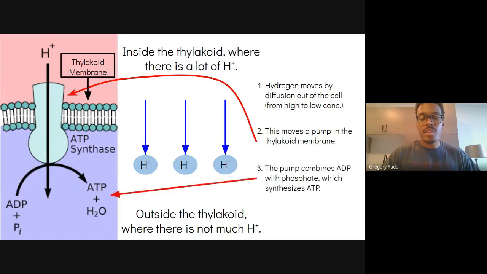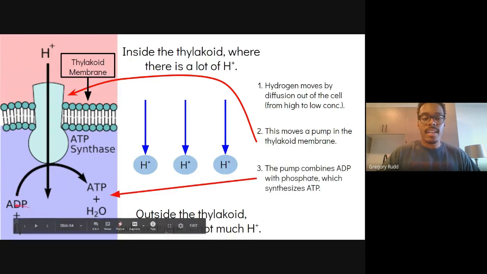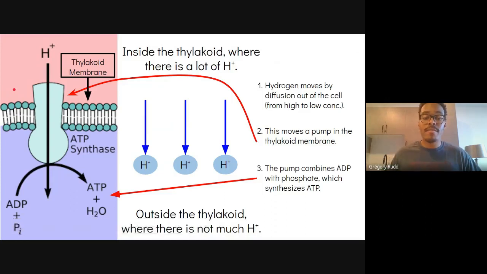As that pump moves, it combines adenosine diphosphate, ADP, with another free phosphate group. So obviously, if I have ADP, which means two phosphates, and then I add another phosphate to it, now how many phosphates do I have? Three. So now instead of being diphosphate, it's triphosphate, and this is what we know as ATP. So this is how the ATP is created.